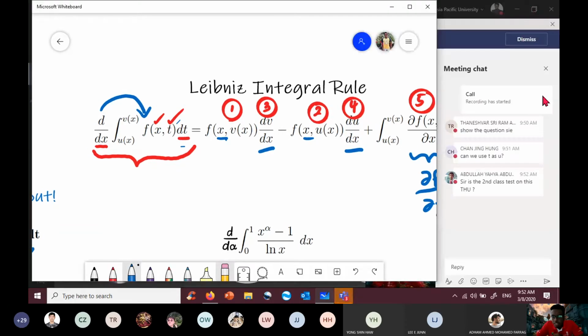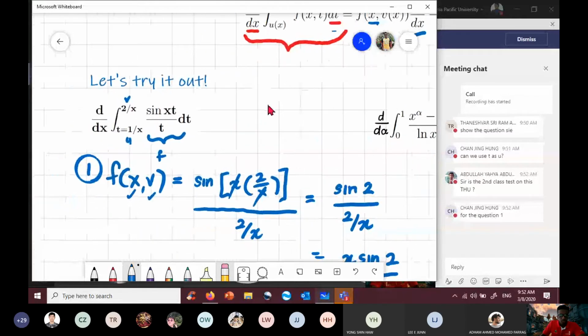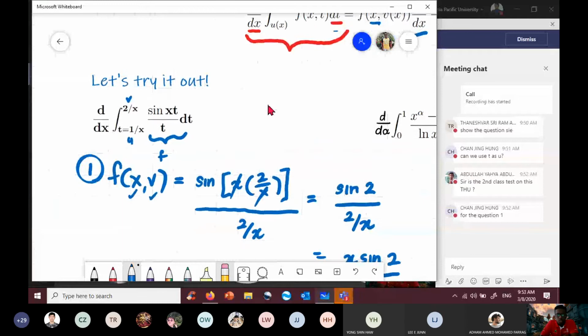Can we use t as u? As u? What do you mean can we use t as u? The u currently is the lower limit, right? So I'm not so sure. You want to change t to be the letter u? Is that what you mean? For the question 1. Okay. So our u is 1 over x. So do you mean you want to change the t into u or something else? Or is it the final answer you want to put in your u or whatsoever?